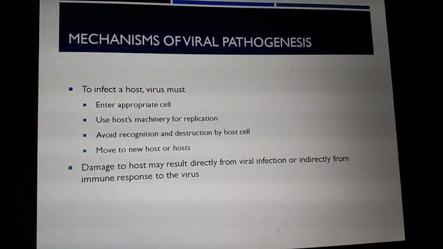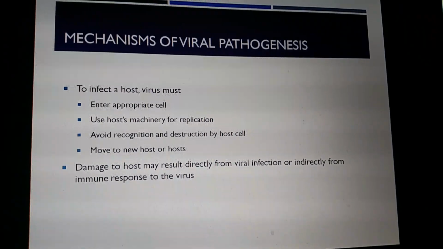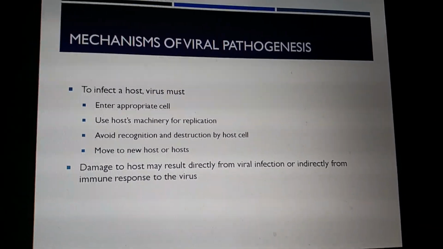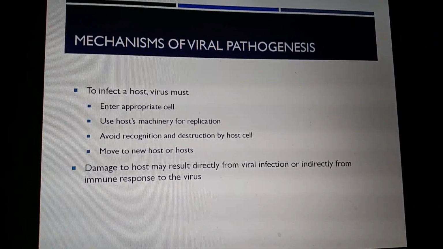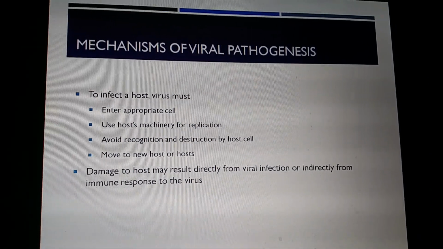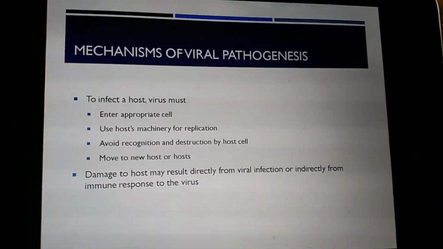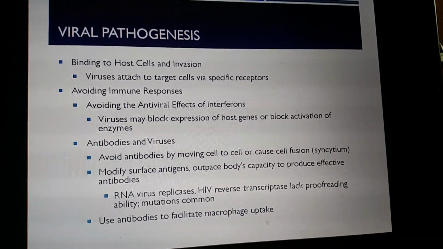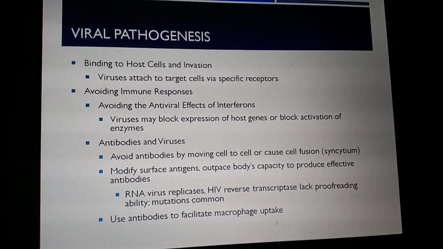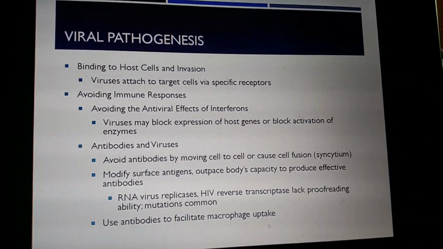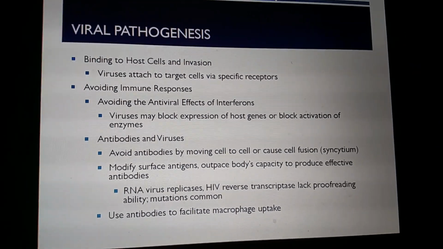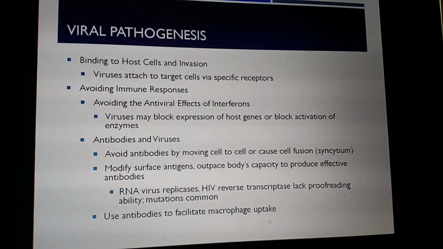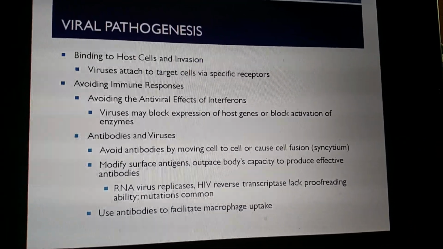Now, in order to infect a host, a virus has to be able to enter the appropriate cell, hijack the host machinery, avoid recognition and destruction by the host, and move on to infect new hosts. So damage to the host can actually come directly from the viral infection or because of immune responses to the virus. Viruses can bind to host cells as part of the invasion process. They're targeting specific receptors. They can avoid the antiviral effects of interferons, so they can actually block the expression of certain host genes and enzymes that target viruses.